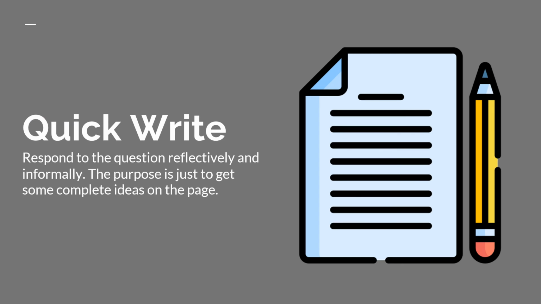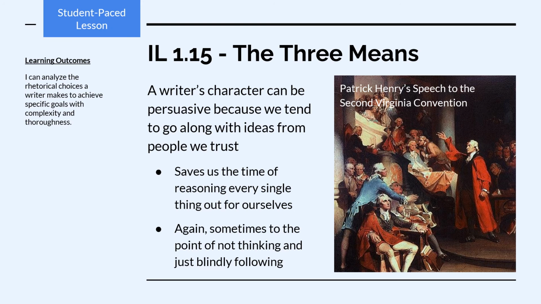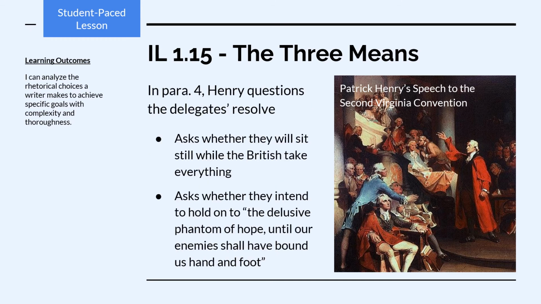Before we move on, let's do another quick write, this one over persuading through character. The reason why a writer's character can be persuasive is because we tend to go along with ideas from a trusted source. It saves us the time of having to reason every single thing out for ourselves, so we tend to go along with certain kinds of people. Once again, sometimes we do this so much we have a tendency to blindly follow certain people without thinking, and that's how demagogues are created. Let's look at one final rhetorical choice that Henry makes.